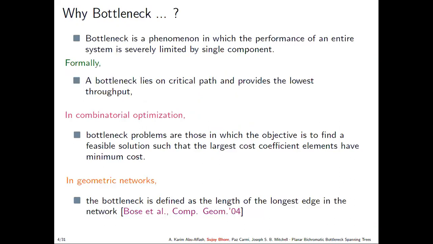The question is why bottleneck is an important criterion. Bottleneck is a phenomenon in which the performance of an entire system is severely limited by a single component. More formally, a bottleneck lies on the critical path and provides the lowest throughput. In combinatorial optimization, bottleneck problems are those in which the objective is to find a feasible solution such that the largest cost coefficient elements have the minimum cost. Then in geometric networks, the bottleneck is defined as the length of the longest edge in the network.